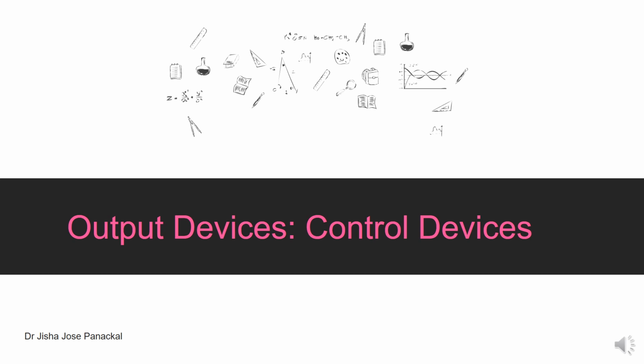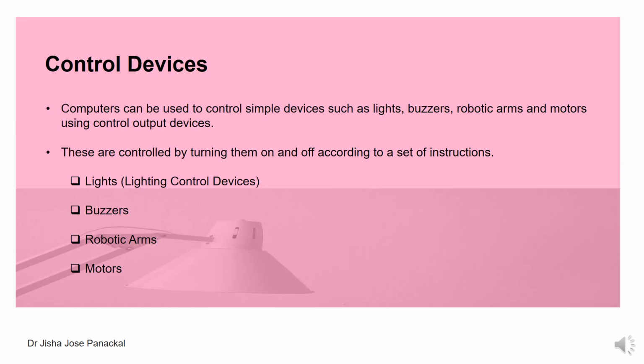Today we will learn about the last topic on output devices, that is control devices. Computers can be used to control simple devices such as lights, buzzers, robotic arms and motors using control output devices. These are controlled by turning them on or off according to a set of instructions. So these are done with the help of software, and this can be done with the help of output devices. There are lights, buzzers, robotic arms and motors.